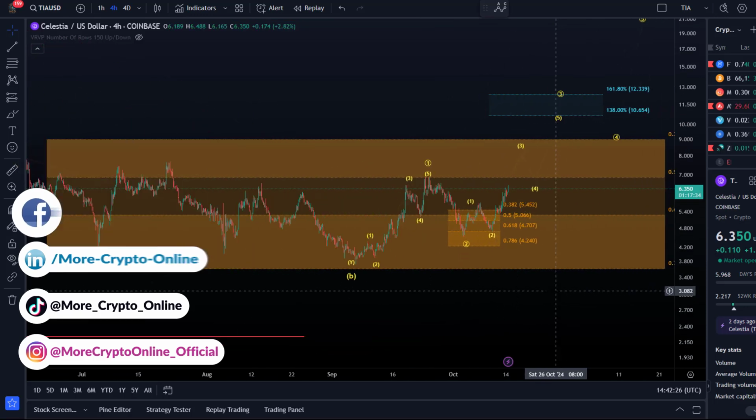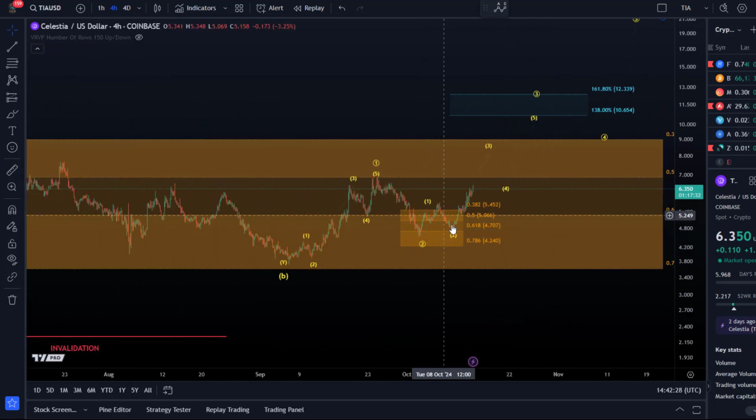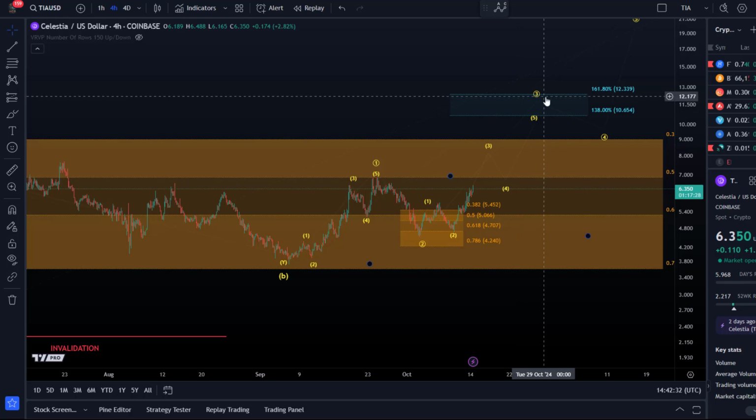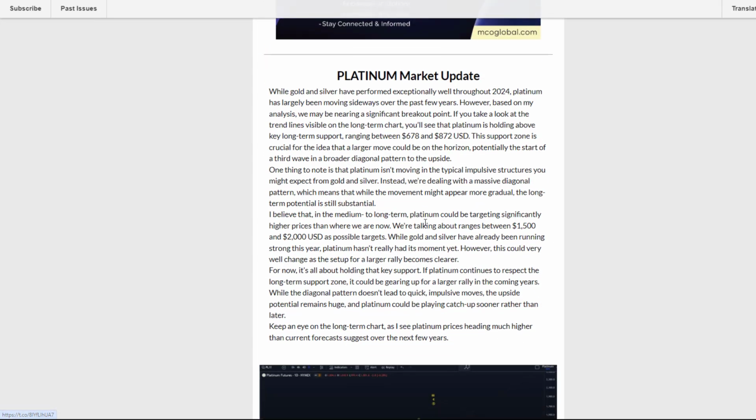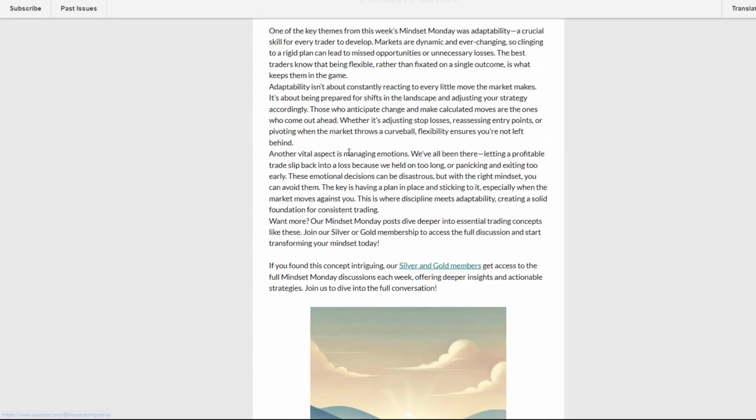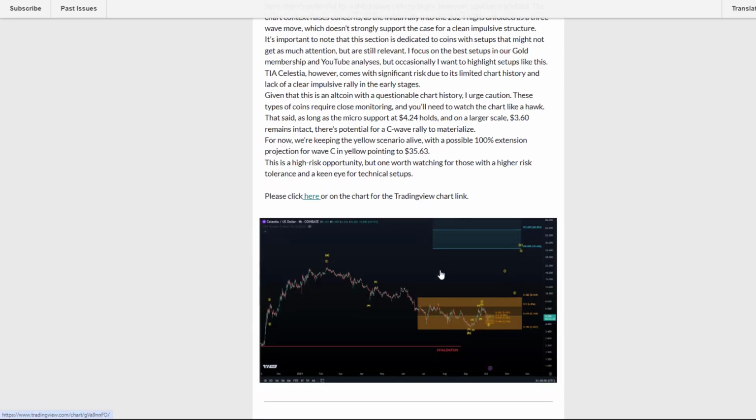But on the smaller time frame, we particularly saw this potential 1-2 setup with a potential third of a third wave to come. Anybody who's subscribed to our newsletter would also have seen that update a couple of weeks ago. I published that. This is our newsletter from the 7th of October. And so there was a lot of different stuff in there. And one of the updates was TIA, specifically also with a TradingView live chart.